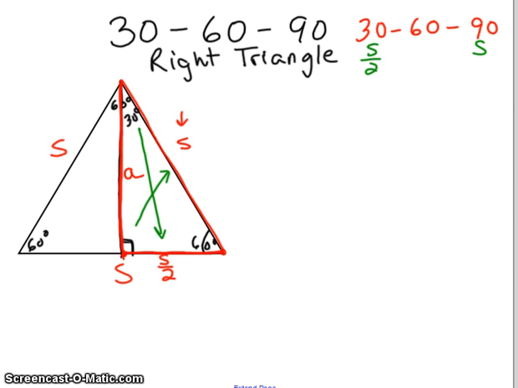If we know one side, we know them all. So what we're going to do is use the Pythagorean theorem. That's a squared, the altitude, plus b squared, which is s divided by 2 squared, equals the hypotenuse squared. I'm going to solve this for a, so I have an answer in terms of s instead of a. First, I'm going to get a squared by itself. I'm going to subtract s divided by 2 squared on both sides.